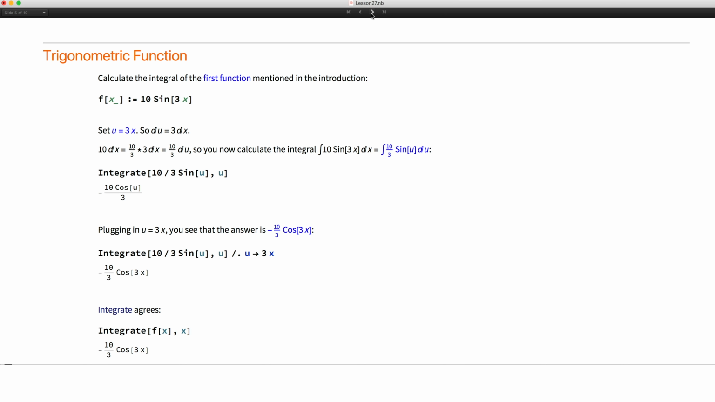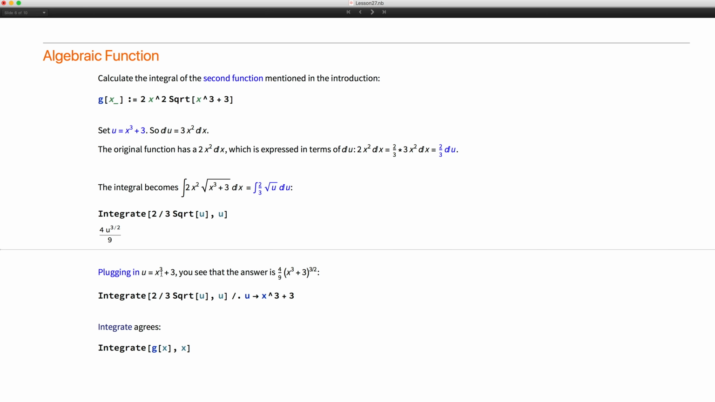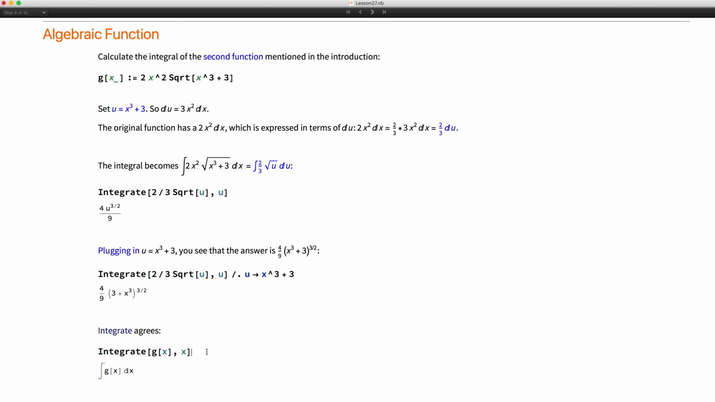Okay, so let's go a step further now and talk about an algebraic function. That's the second function from the introduction. Here you think of what is inside the square root sign as being u. So u is x cubed plus 3. So du is 3x squared dx, because that's the derivative of x cubed plus 3. But then you tell yourself you've got a 2 over here, so we need a small adjustment. So we write it as 2/3 times 3. And so you have that the integral is 2/3 of square root of u with respect to u. You plug in the expression for u, and you get back the answer in terms of x. And of course, Integrate gives just the same answer in this case.